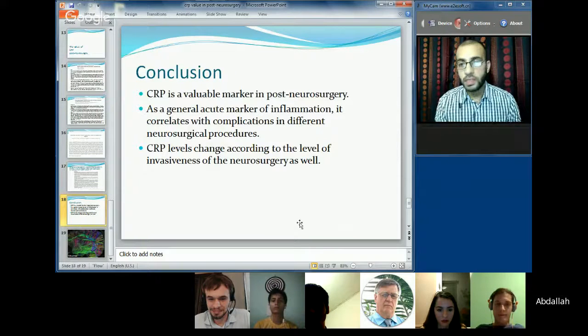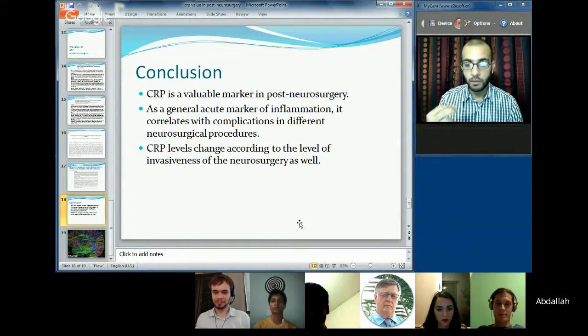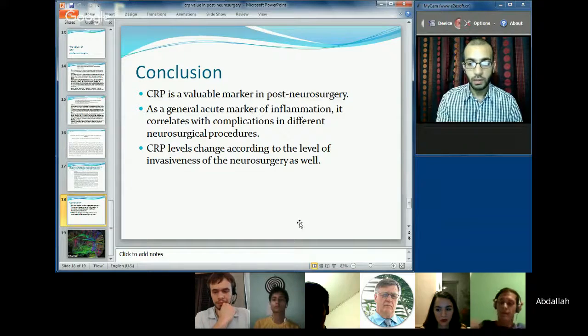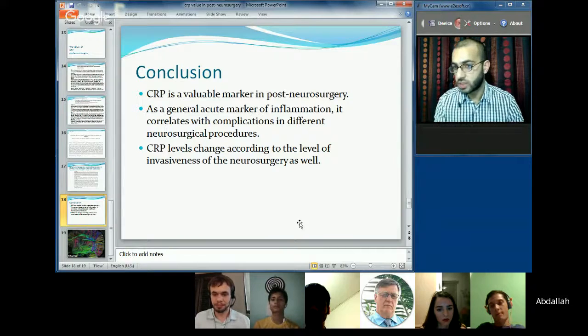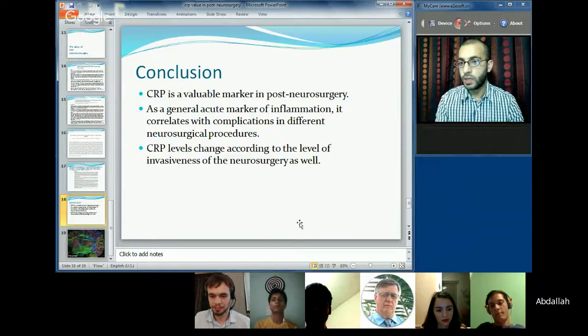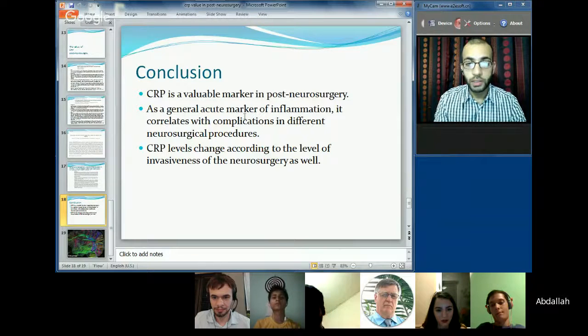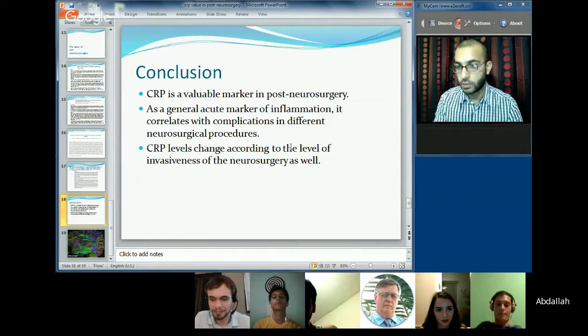So the conclusion is that CRP is a valuable marker in post-neurosurgery because the levels of CRP do correlate with the inflammatory reactions, with the infectious complications in neurosurgery, the safety of the neurosurgery, all of that. The CRP actually correlates with all of that. So as a general acute marker of inflammation, it correlates with complications in different neurosurgical procedures, and it changes according to the level of invasiveness of the neurosurgery as well.